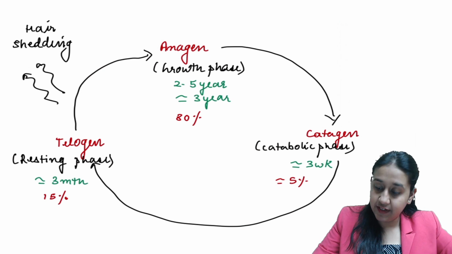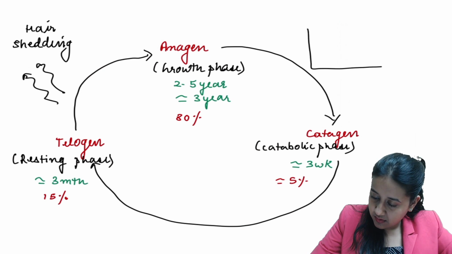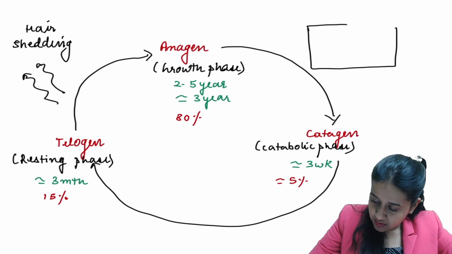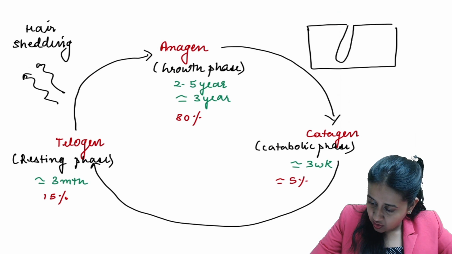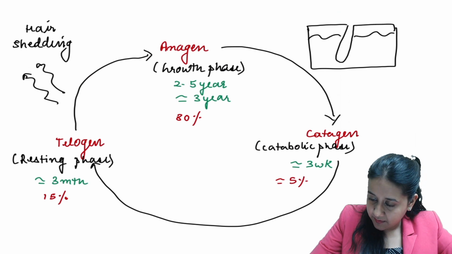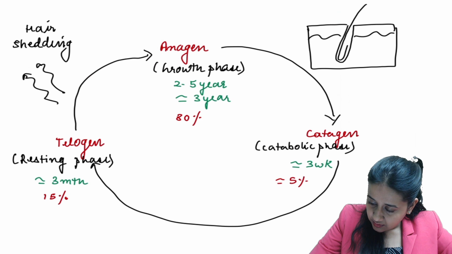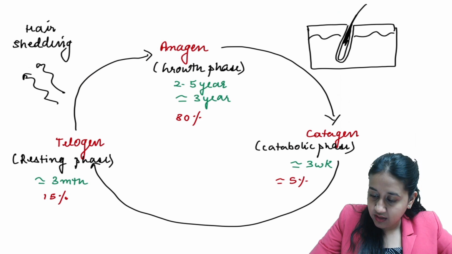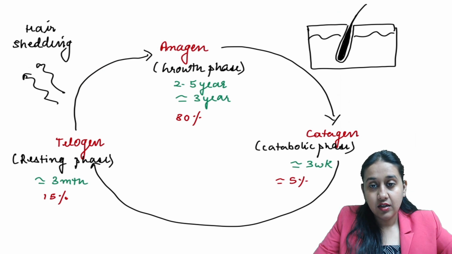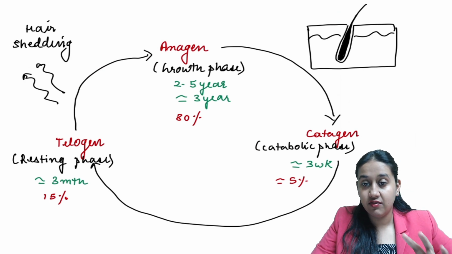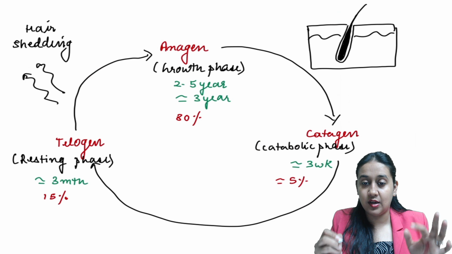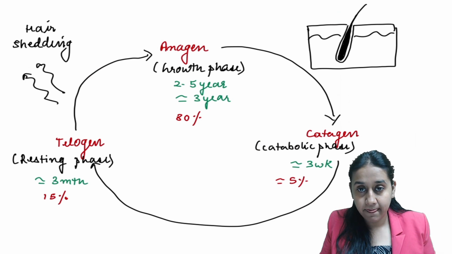Let us look with the help of an image. In anagen, you see long hair because it is the growth phase. The lower part of the hair reaches up to the subcutis. So that is how anagen hair looks, very smart tall hairs. This is how anagen hair looks like.